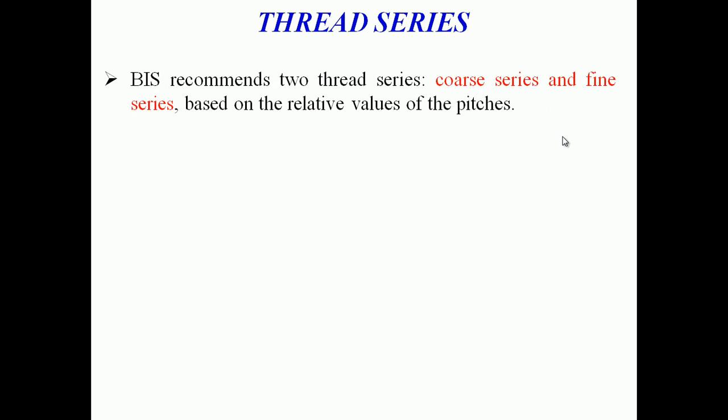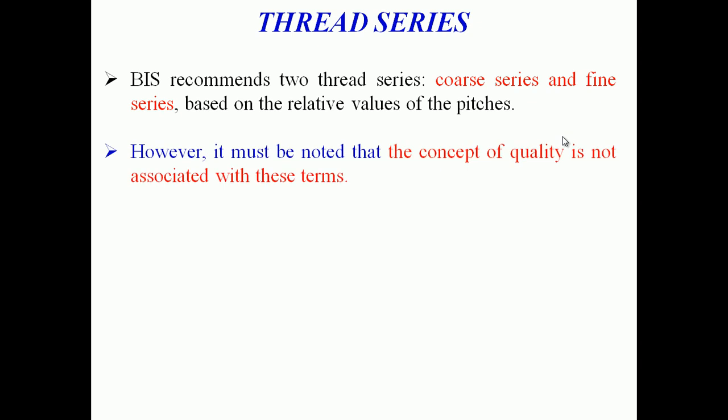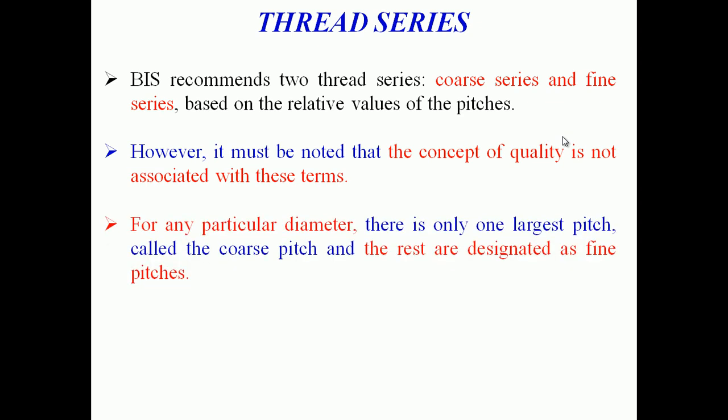BIS recommends two thread series, coarse series and fine series, based on the relative values of the pitches. So pitch is considered as a major parameter in this thread series. However, it must be noted that the concept of quality is not associated with these terms. For any particular diameter, there is only one largest pitch called the coarse pitch, and the rest are designated as fine pitches.